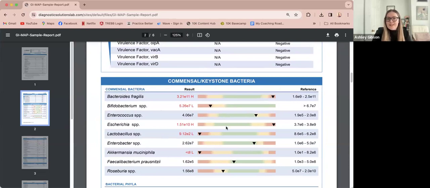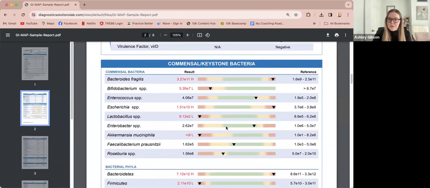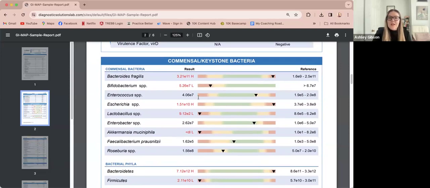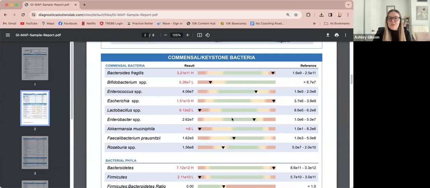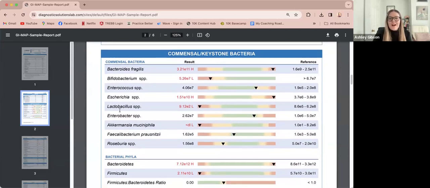Remember, I said there are key bacteria species in the body that are responsible for certain functions. We need certain bacteria species. These are some of them here, and we want to be seeing them in this nice, healthy green range. If we have too much, it can be problematic. If we have too little, it can also be problematic, which is why this can be a little bit of a tricky business.